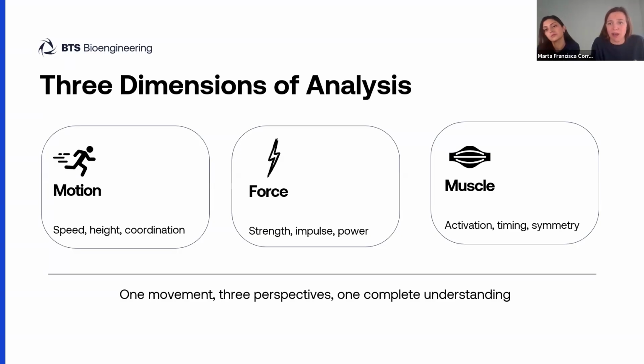This allows us to understand how and when muscles are activated, how they coordinate, and whether there are asymmetries or delays in the activation. Each of these dimensions provides valuable information, but only when they are combined can we truly understand what is happening. This is why we often say, as is also written here, one movement, three perspectives, and one complete understanding.